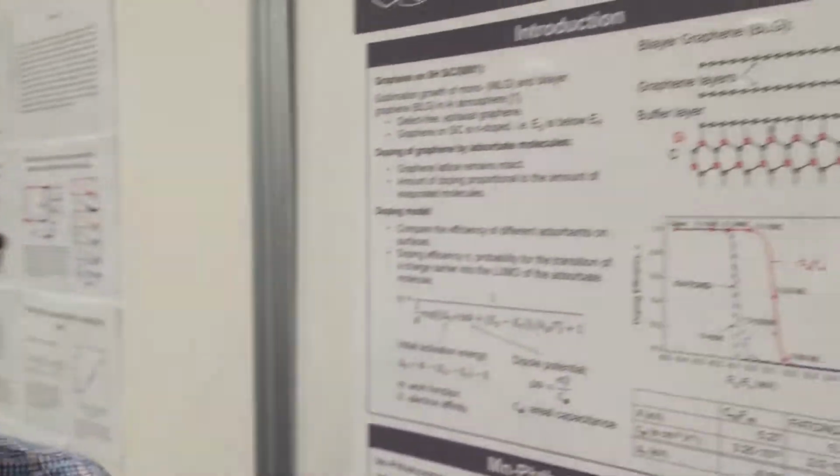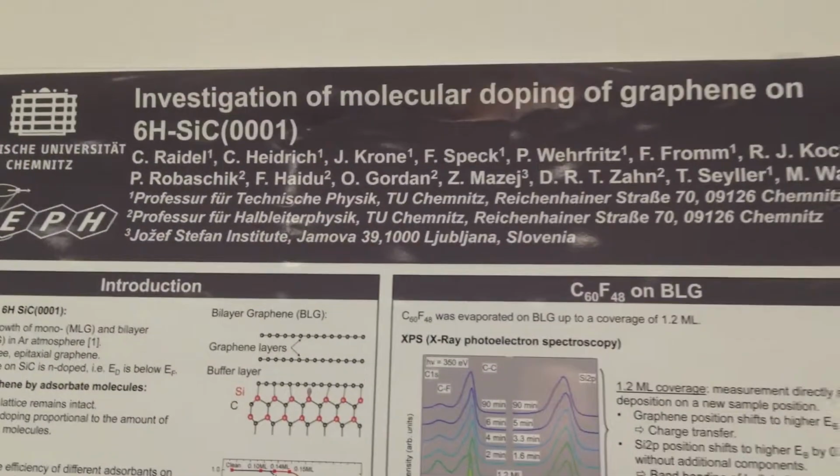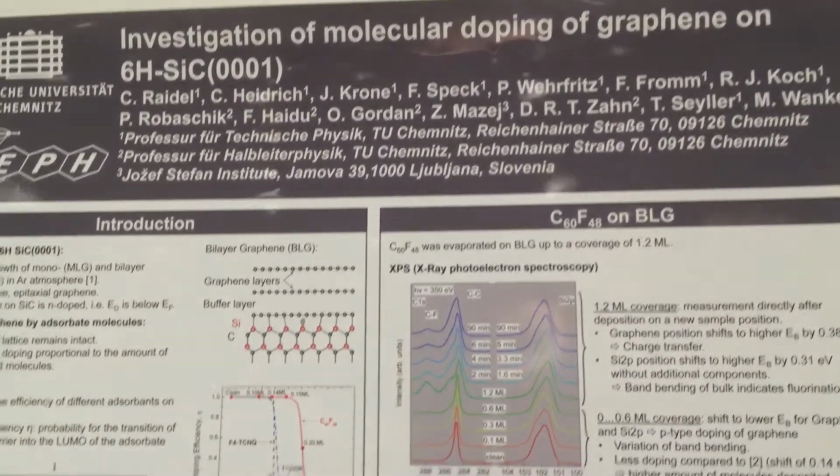So I'm Christian Raidel from the Technical University of Chemnitz, and I'm here to introduce you to my work in form of a poster. I was interested in the Azabad doping of graphene. So in this case, it's monolayer graphene, which we see here on these two sides.